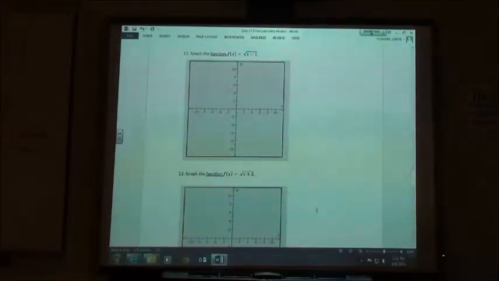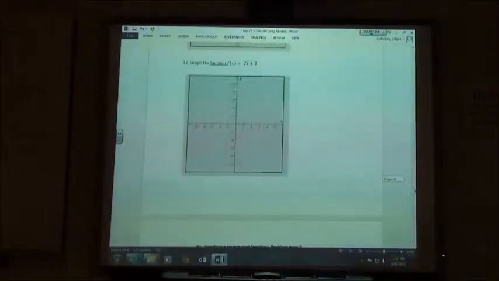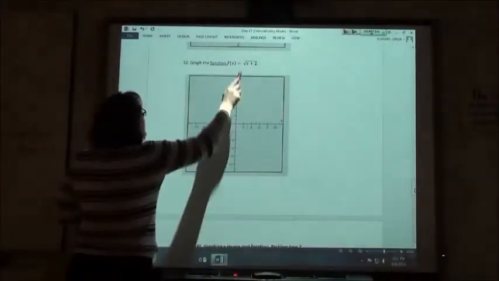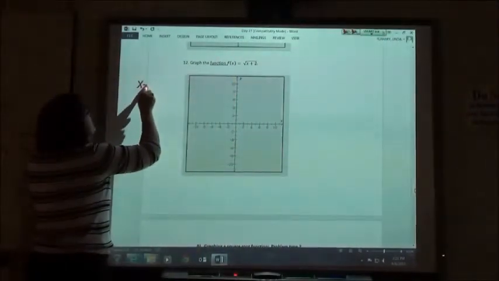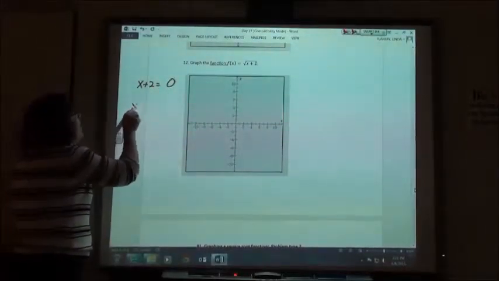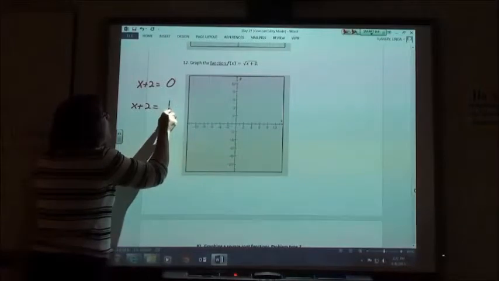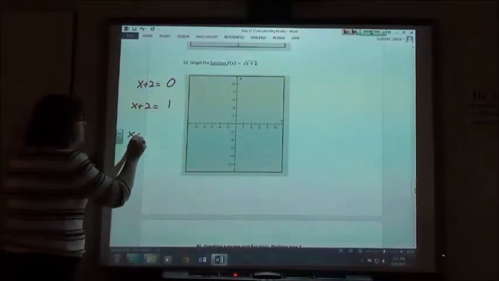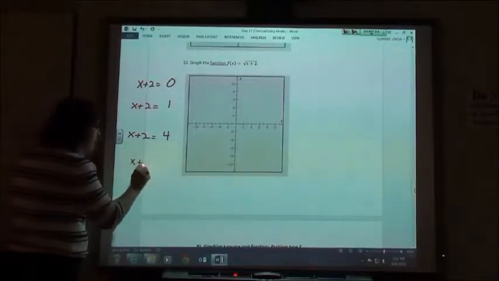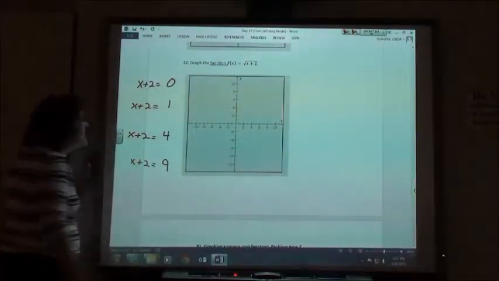All right, so number 12, going to be the same kind of thing. I don't have just the plain x under the square root. I have the x plus 2 under the square root. So I'm going to say, okay, the x plus 2 we want to be 0, the first perfect square. x plus 2 is 1 squared, which is 1. x plus 2 is 2 squared, which is 4. And x plus 2 is 3 squared, which is 9.